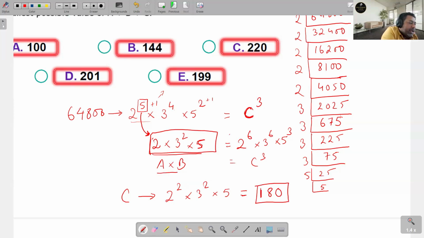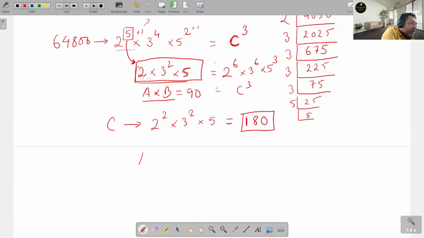All right. And what about A and B? A and B, if you notice, the product of A and B will be 2 into 3 square into 5, which is 2 into 9, which is 18 times 5, which is equal to 90. All right. Now, our objective is to find a minimum value of A plus B plus C.